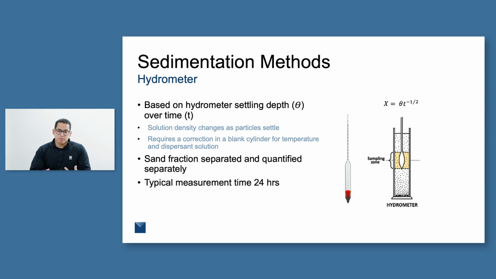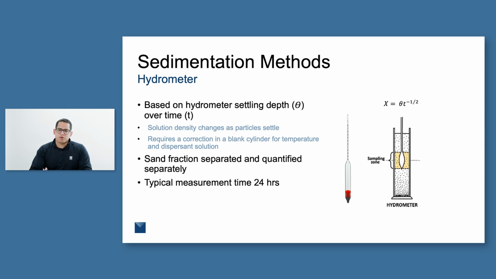But some things to think about with the hydrometer method is typically you have to make a measurement of the solution, and we also have to make a secondary measurement of what we call a blank cylinder to correct for the temperature of the solution at that time and the dispersant that's been added to the solution. Typically we're adding dispersant to help separate those soil particles. We need to understand the impact of that dispersant on the measurement.